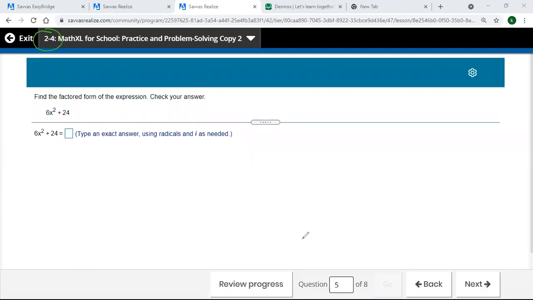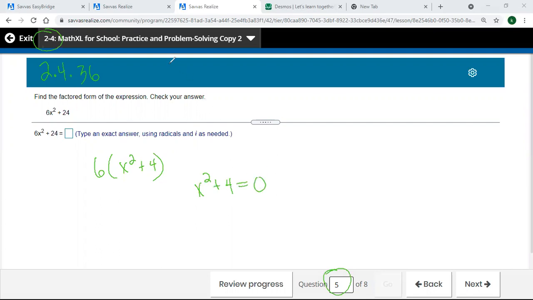Algebra 2, 2-4, problem number 5. If we're on problem number 5 here, give it a 36 there. All right. And with that, how do we find the factored form of this expression? So the first thing that I would notice is I could take that out. The next thing is I got to find what are these zeros.